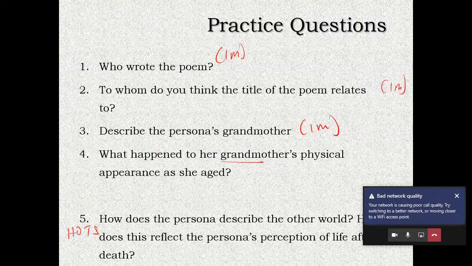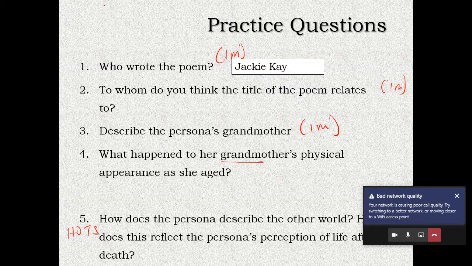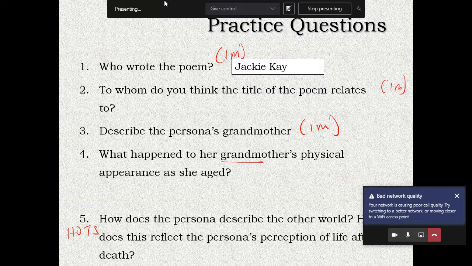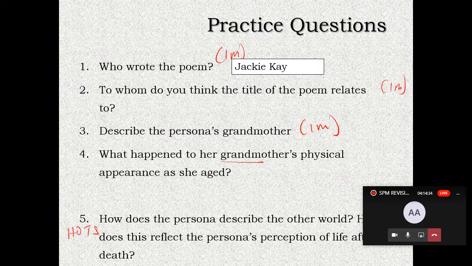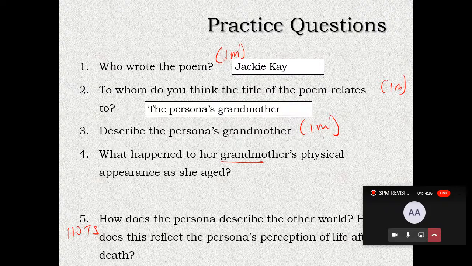So who wrote the poem? We all know it's Jackie K. And don't worry, whenever you have a poem, they might have the author's name there, so you can figure it out. Or whenever you read the poems, because you only have The Living Photograph, Lulu, A Poison Tree, Charge of the Light Brigade. So you only have 4 poems, 4 poets that you need to know. So it's not that hard to remember the names. Okay? To whom do you think the title of the poem relates? The persona's grandmother. Straightforward.